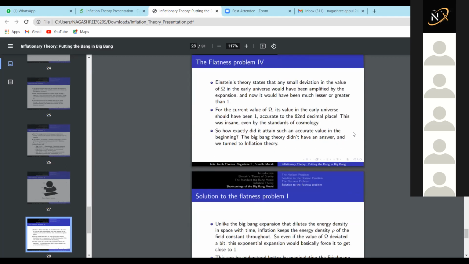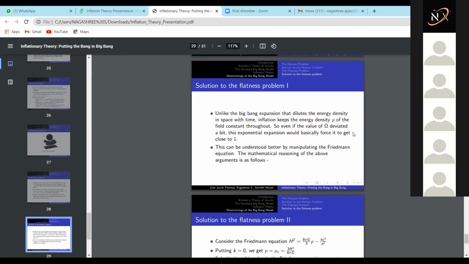So the question is how accurately this value was attained in the early universe, so that the universe is flat now.